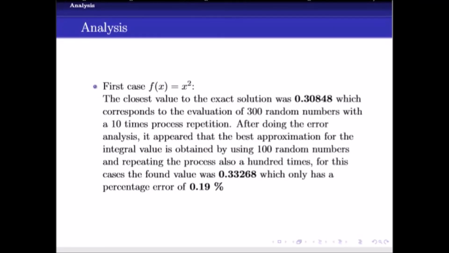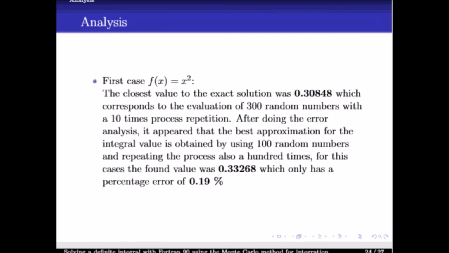For the analysis in the first case, we noticed that the minimum value was obtained using 300 random numbers and 10 repetitions. After doing the error analysis, it appears that the best approximation for this integral is obtained using 100 random numbers and repeating the process also 100 times. With this, we obtain a percentage error of only 0.18%.